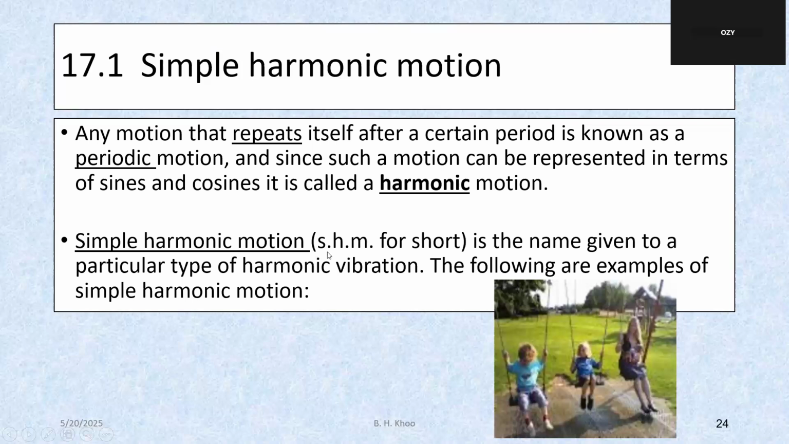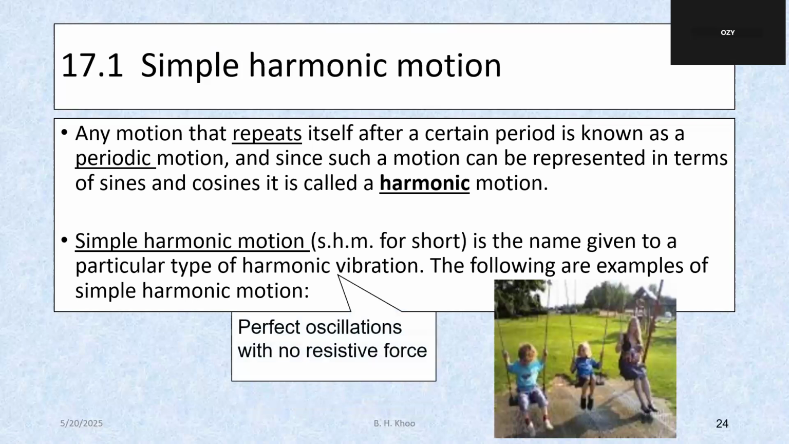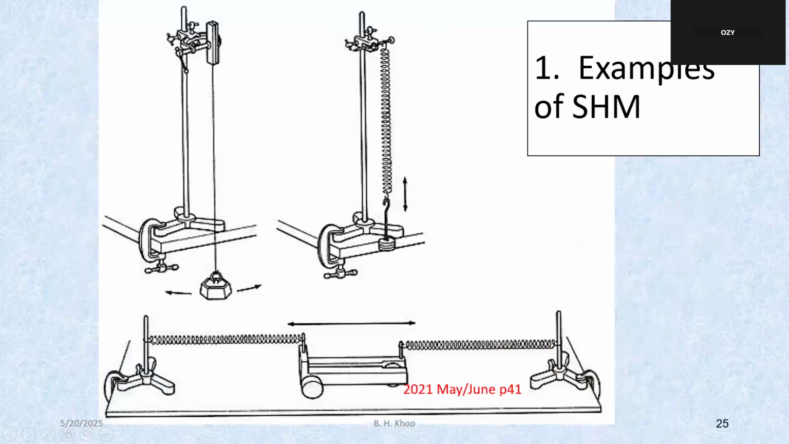Simple harmonic motion, or sometimes we call it SHM for short, is the name given to a particular type of harmonic motion. The following are examples of simple harmonic motion. We are looking at perfect oscillations, where there's no resistive force, or the experiment is done in a vacuum. So some examples: a pendulum, or a spring attached to a heavy object, oscillating up and down.